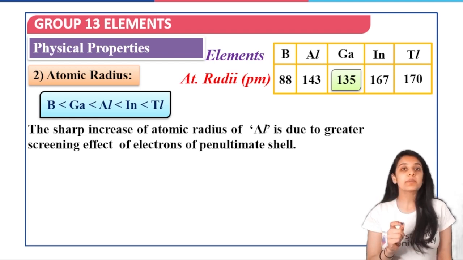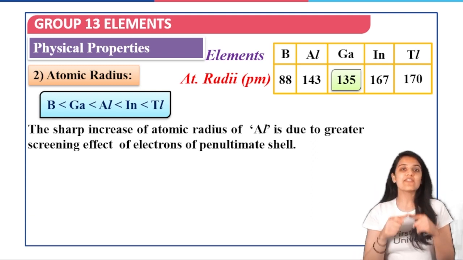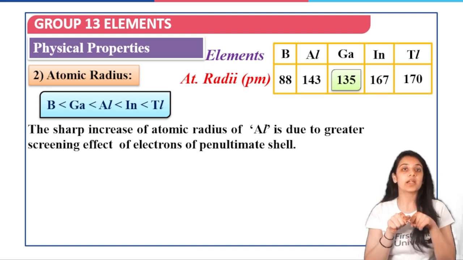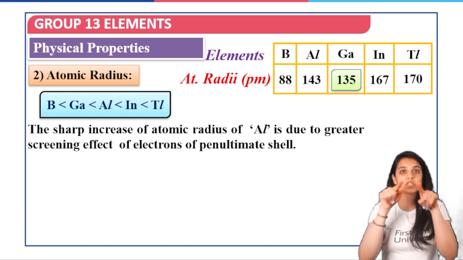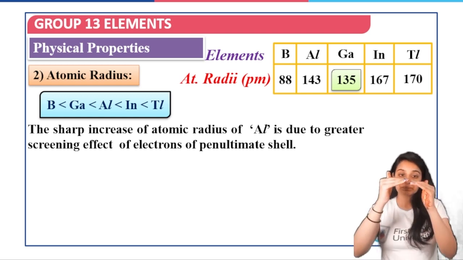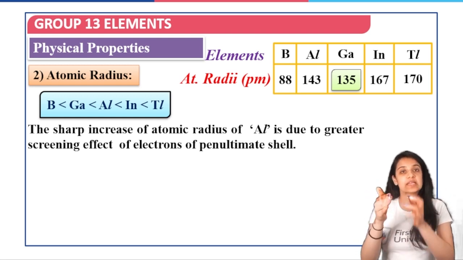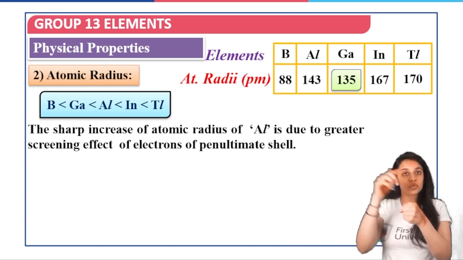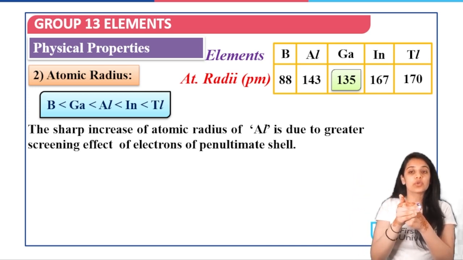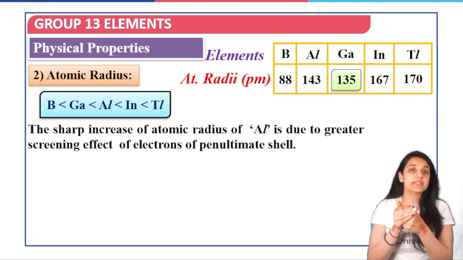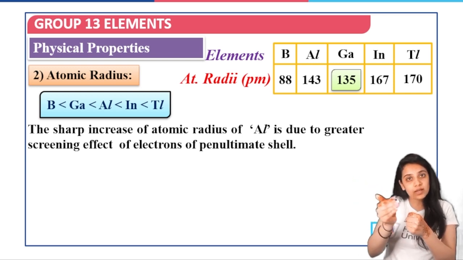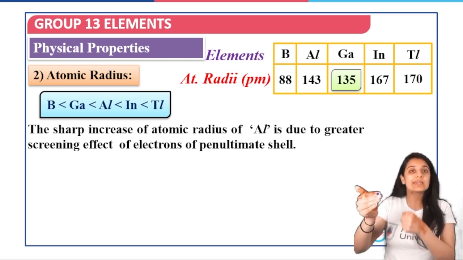Now, first of all, what is the penultimate shell? The last or the outermost shell is the valence shell, and the shell just before the outermost shell is known as the penultimate shell. Whatever electrons are present in the penultimate shell, they show a very large screening effect. Screening effect means that these electrons prevent the pull of the nucleus towards the outermost electrons, and therefore the outermost electrons are not attracted to the nucleus to the extent that they should have been. And because of this reason, the size is not getting decreased, it is actually increasing only.